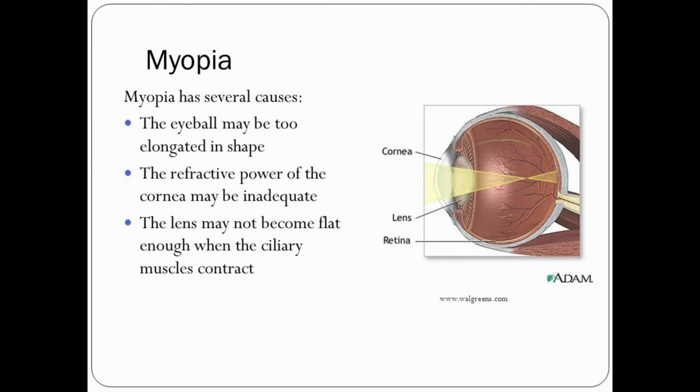Causes of myopia. The eyeball may be too elongated in shape. The refractive power of the cornea may be inadequate, and the lens may not become flat enough when the ciliary muscles relax, or there is a decrease in the focal length of the eye lens when the eye is fully relaxed. This is as if the ciliary muscles holding the eye lens do not relax fully and have some tension. To correct a myopic eye, the person has to wear spectacles with a concave lens of suitable focal length or power.